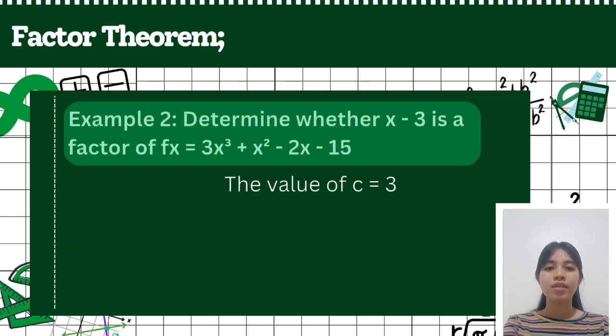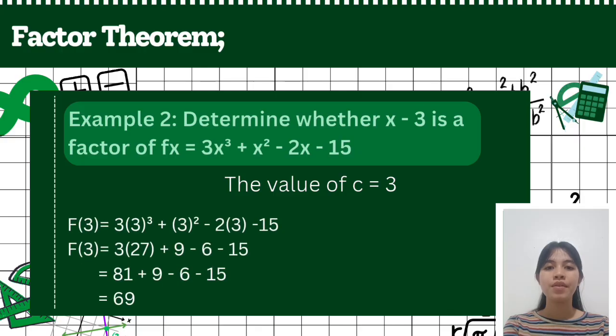Second example: determine whether x minus 3 is a factor of f of x equals 3x cubed plus x squared minus 2x minus 15.